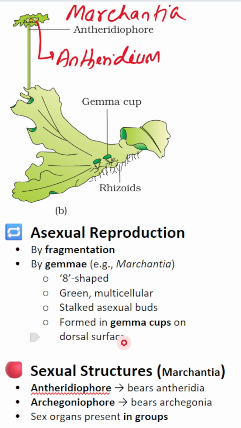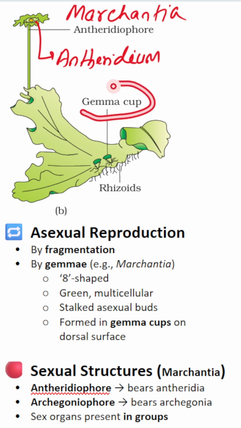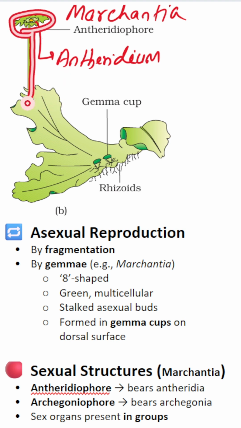And these gemma cups are formed on the dorsal surface. Yes, they are formed on the dorsal surface. And on the ventral surface, we find the rhizoids. On the margins, we find the scales are present. So this is the gametophytic plant. In the gametophytic plant, we find gemma cups present on the surface as the asexual mode of reproduction, whereas the sex organs, that is the antheridia and archegonia, are present on a special notch or groove-like structure.